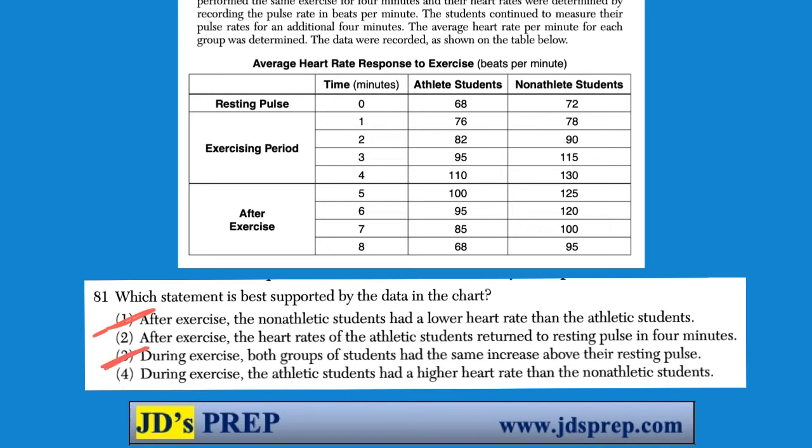And during exercise, the athletic students had a higher heart rate than the non-athletic students. So looking at the numbers during exercise for the athletes versus the non-athletes, every time it's higher for the non-athletes. So that also is definitely wrong. So our correct answer is number 2.